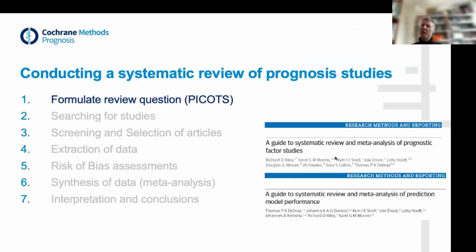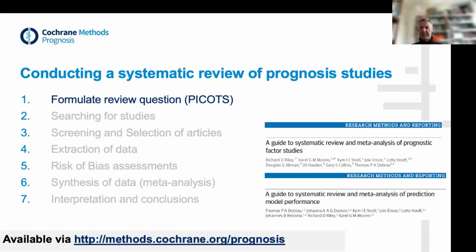Now, here are the well-known steps, I think, of a systematic review, including of a systematic review for prognosis studies. We need to formulate a review question. We do that with the PICOTs. We need to search for studies. We need to screen and select the articles. We need to extract the data, do risk of bias assessment, synthesize the whole thing, and of course, interpret, grade, and draw conclusions. Next slide.